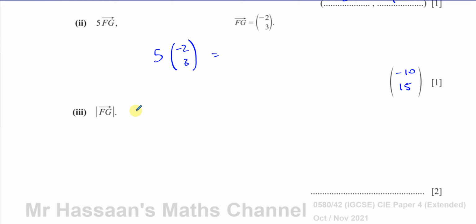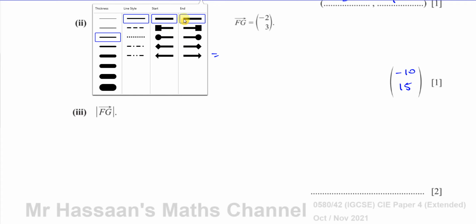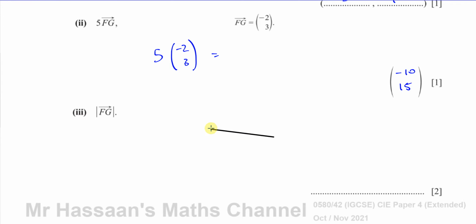And part 3 is asking you to find the magnitude of the vector FG, the length of the line from F to G. As I said, if you want to go from F to G, you have to start at F, go 2 units to the left and 3 units up. So it's going to look something like this. This will be the vector from F to G. It's just a little sketch of it. So we've gone 2 units to the left and 3 units up. What you form here is basically a right angle triangle with the two shorter sides 2 and 3.